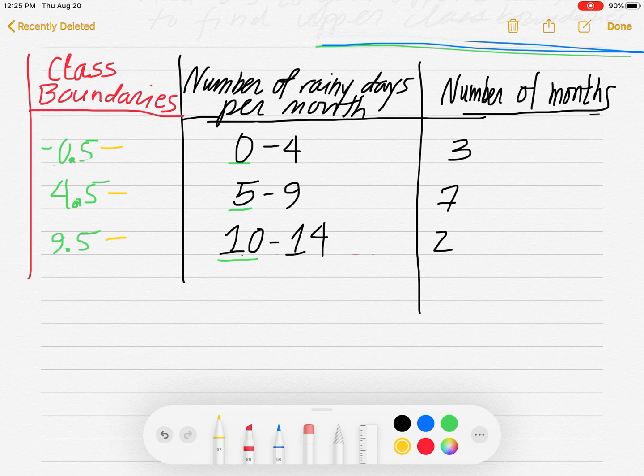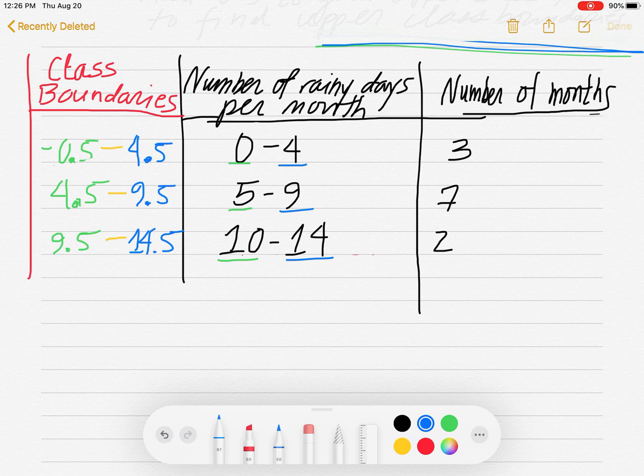And then to find the upper class boundaries, we're going to add 0.5 to each of the upper limits. So we're going to have 4.5, because we added 0.5 to 4. Now to 9, we're going to add 0.5, and we get 9.5. And then on 14, we add 0.5 and get 14.5. So this is our classes represented with boundaries rather than limits.